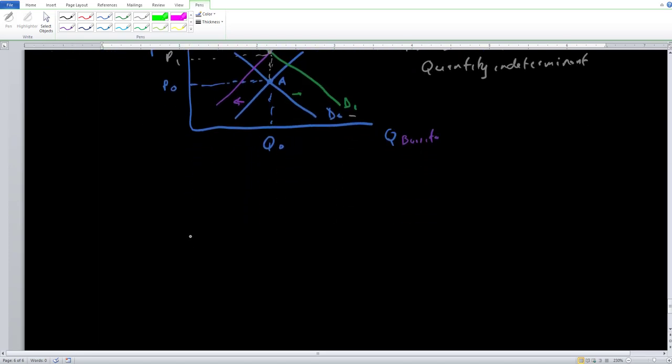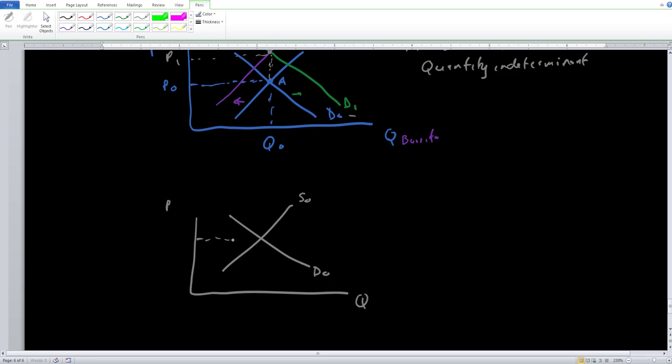And suppose that we have our typical supply and demand charts. We have S0, we have D0, price, quantity, and we have point A right here. So point A, this is once again our initial price, initial quantity, P0, Q0. And suppose that we want to take a look at a particular good.